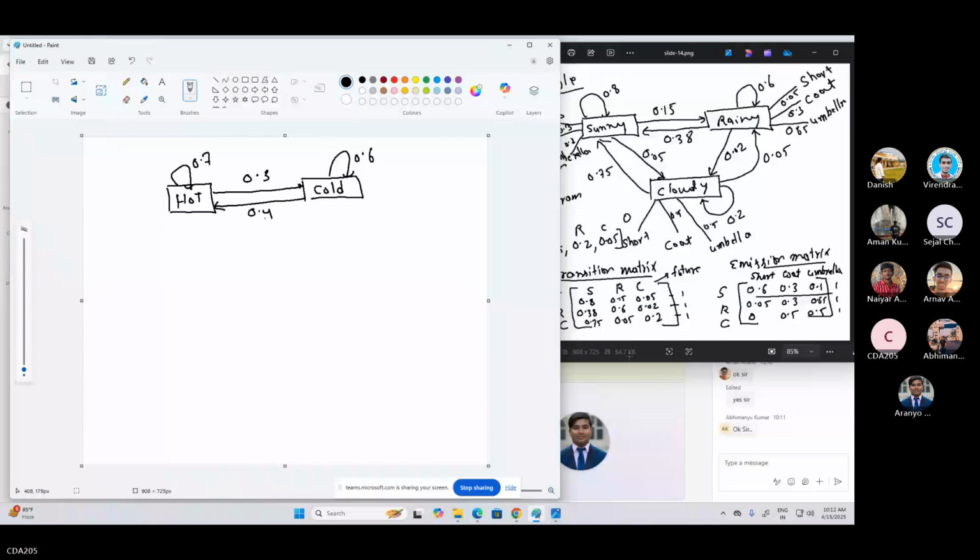When it is cold, a person eats one ice cream, the probability is 0.5. Two ice creams, the probability is 0.4. And three ice creams, the probability is 0.1. Same when it is hot: the probability of eating 1 ice cream is 0.2, of eating 2 ice creams is 0.4, and of 3 ice creams is 0.4.